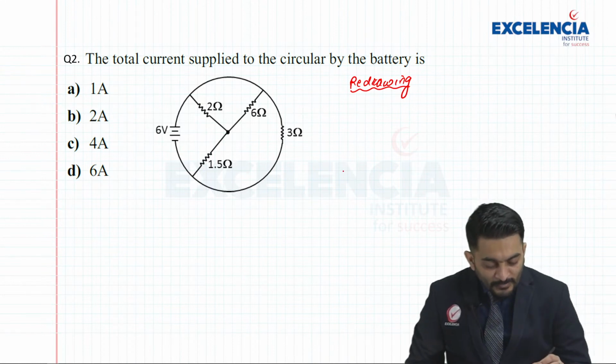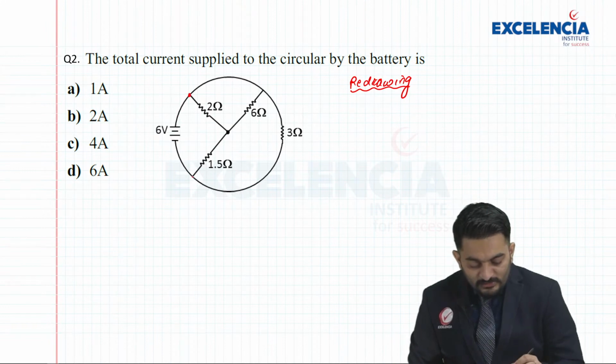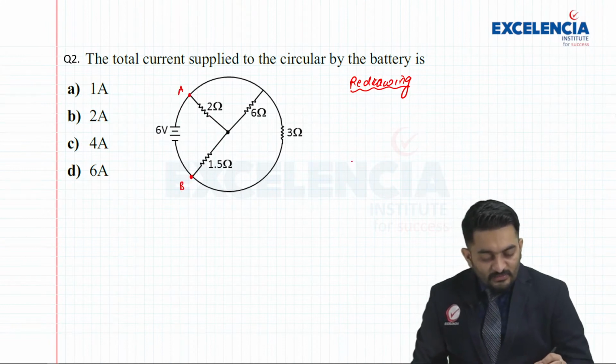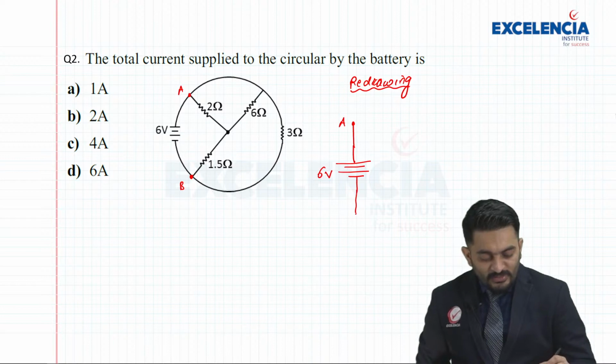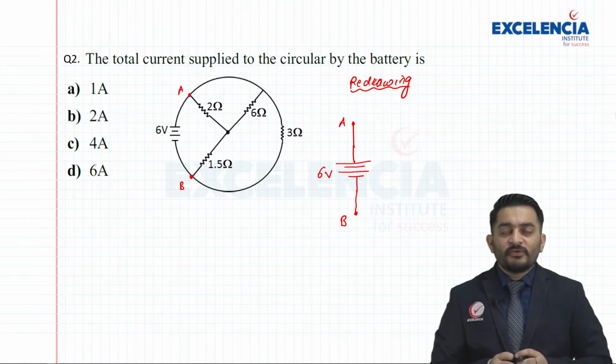So what I'm going to do, first thing I will identify my 2 points which I'm writing as A and B, and they are connected to a 6 volt battery. So I will connect, let me show you, this is my point A. So the positive terminal of 6 volt is connected to point A and the negative is connected to point B. So I have made my battery first.